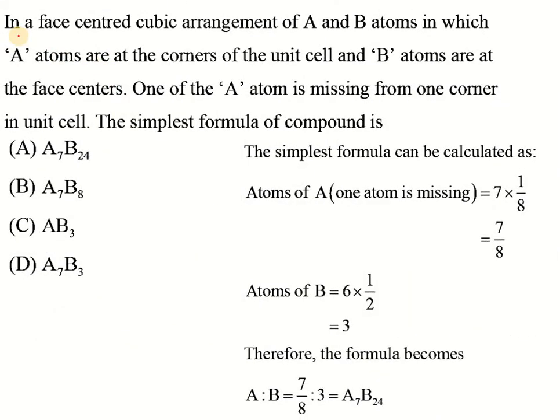Next question. In a face-centered cubic arrangement of A and B atoms, in which A atoms are at the corners of the unit cell and B atoms are at the face centers, one of the A atoms is missing from a corner of the unit cell. The simplest formula of the compound? See, one A atom is missing, which means 7 are there. 7 into corner contribution 1 by 8, 7 by 8 came. And B atoms at the face centers, so 6 faces are there. 6 into face contribution 1 by 2, 3 came. So A is 7/8 and B is 3. So the simplest ratio became 7 is to 24. So A7B24 is the right answer.